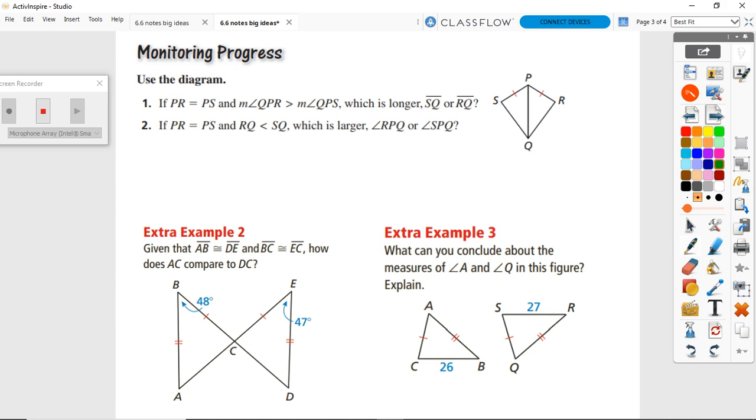Monitoring progress. Pause the video here and see what you can come up with for these two.